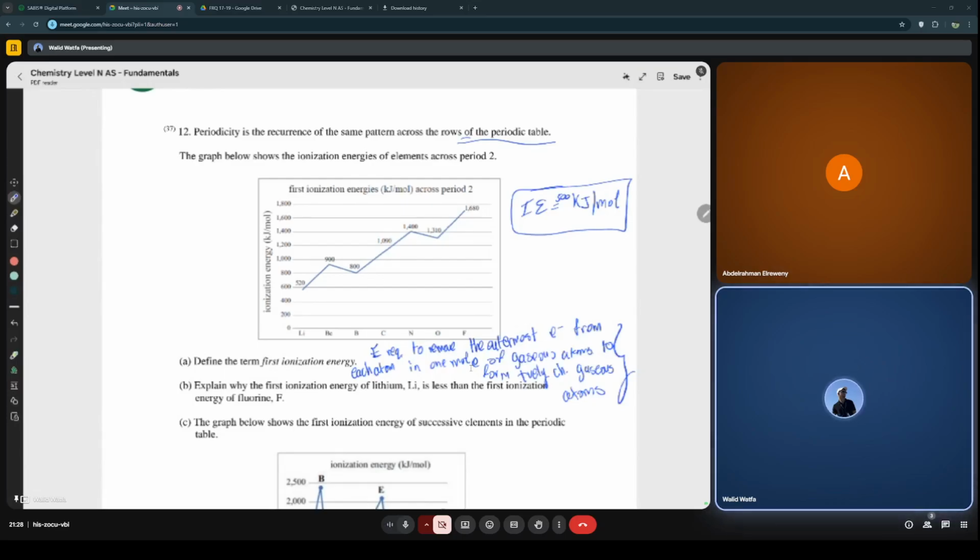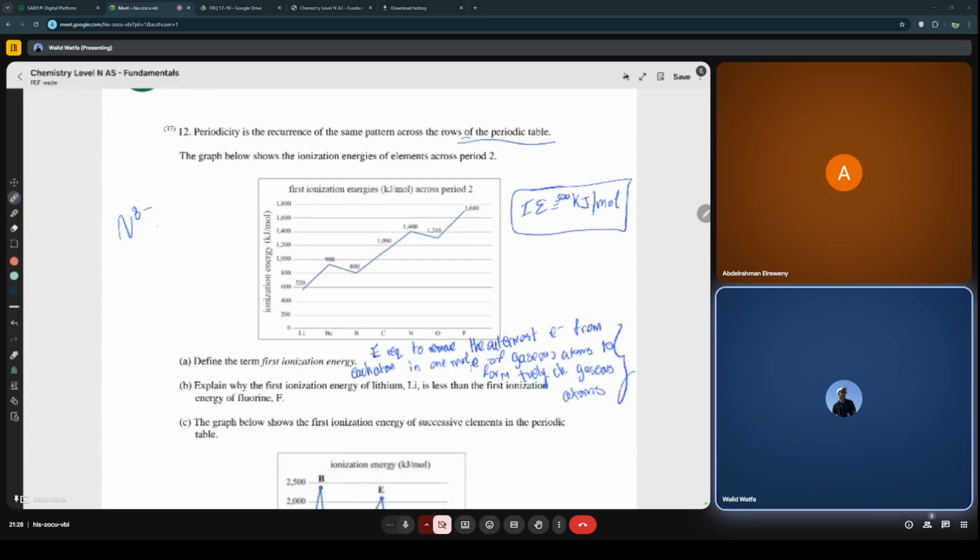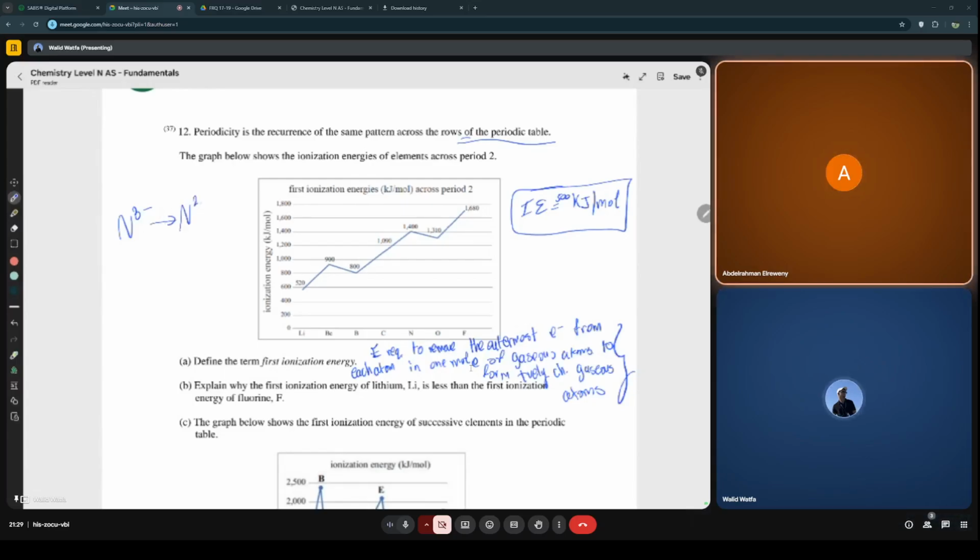Is it possible to get negatively charged gaseous atoms? Yes, it is. I told you this last time. They got it in the periodic table, N3 minus. They said write the first ionization energy. What do you do? Literally, you just do this.